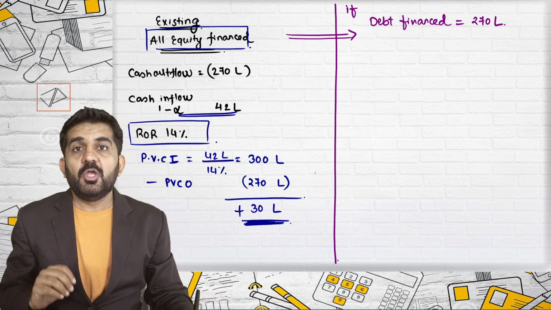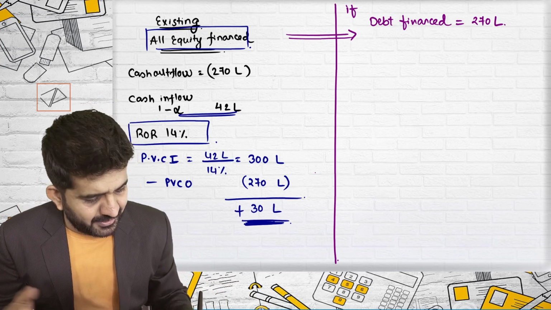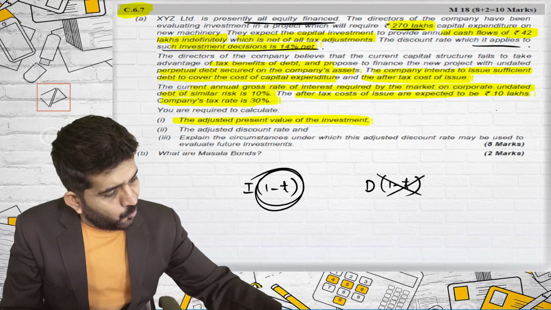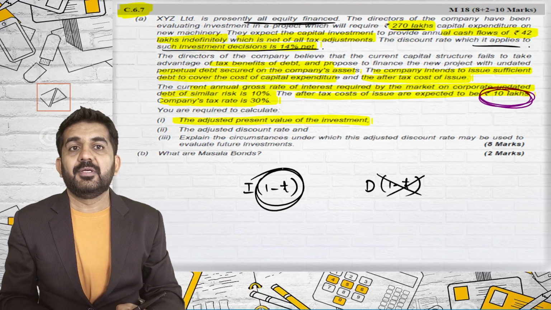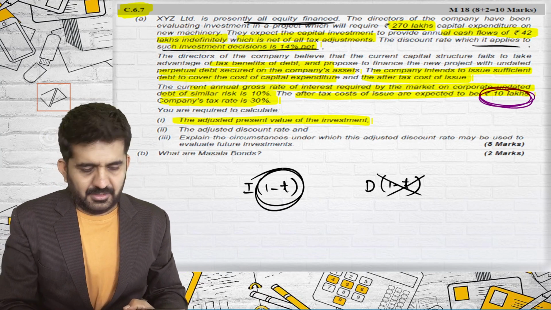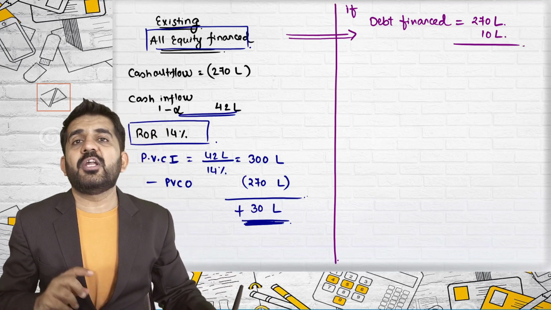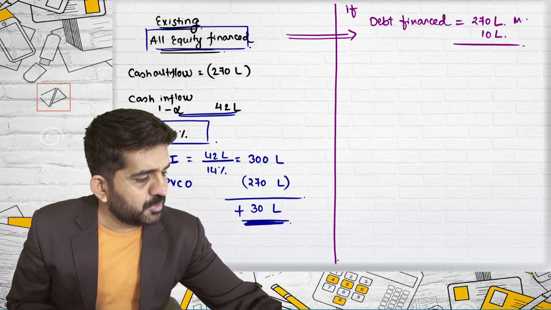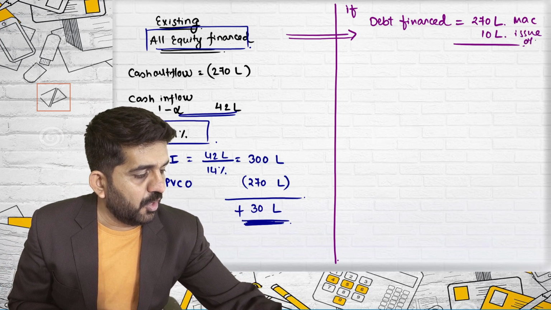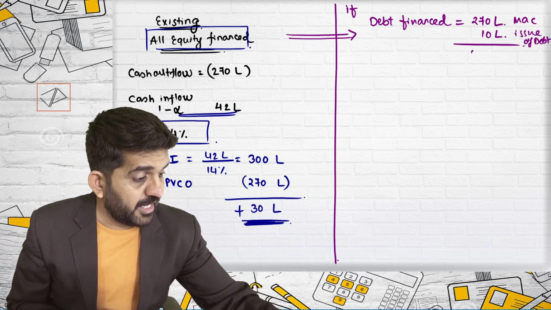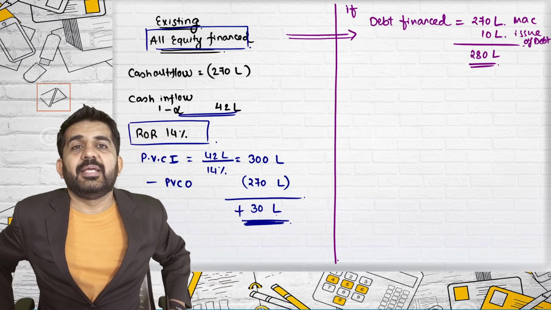But when you issue this type of debentures in the market, there will be a cost of 10 lakhs rupees. This you need to pay. There will be a cost of 10 lakhs rupees more. So now your cost will become 270 lakhs for machinery and 10 lakhs rupees for issue of debt. So now your cash outflow will increase, will become 280 lakhs.